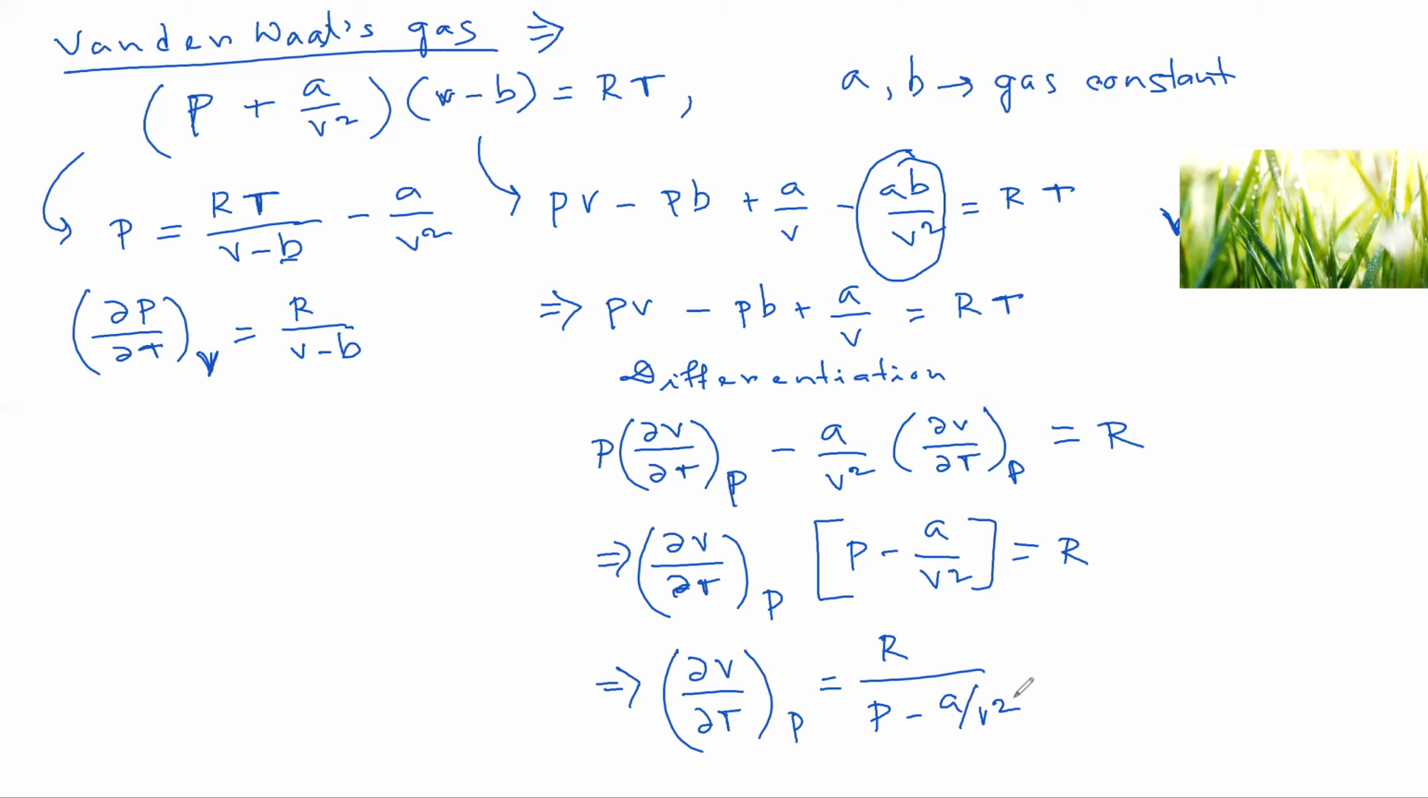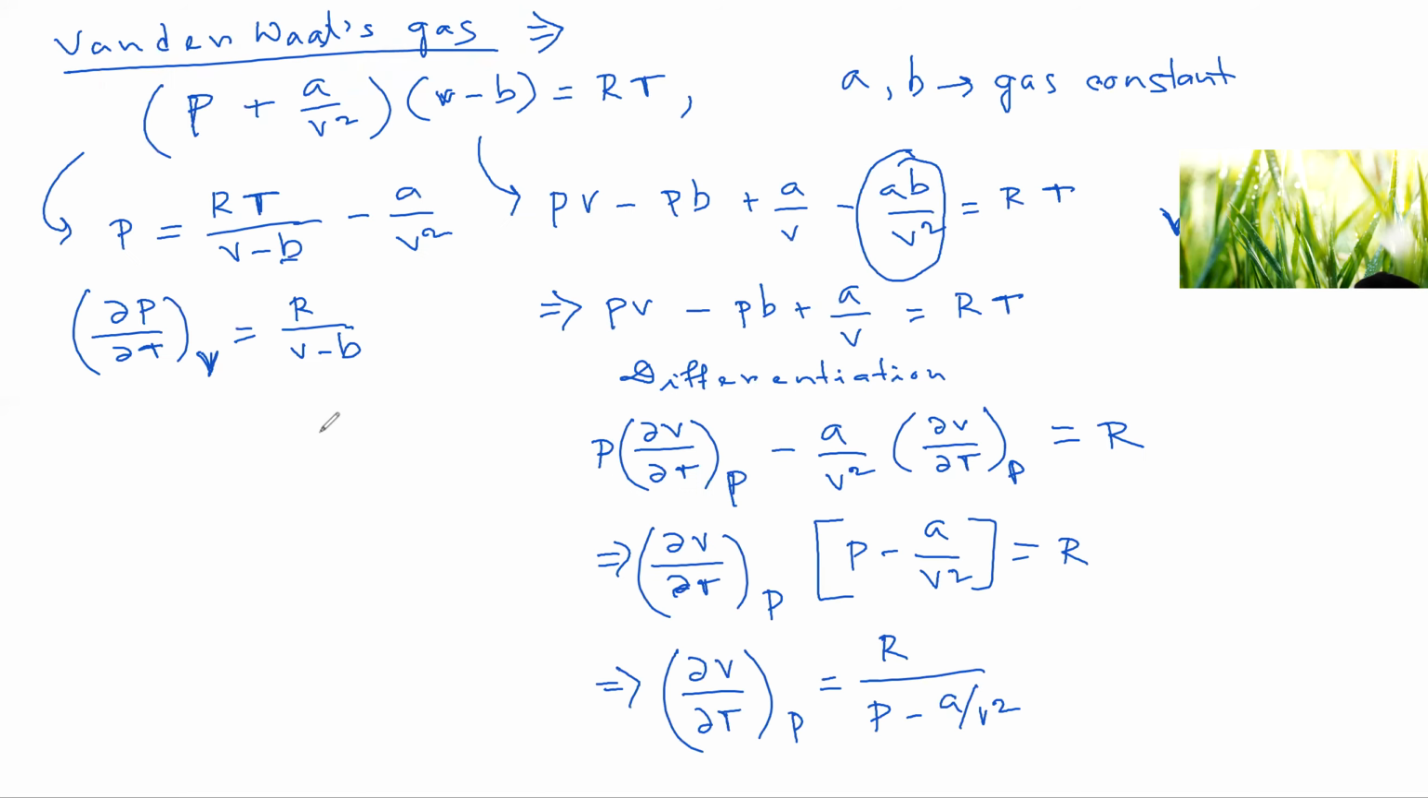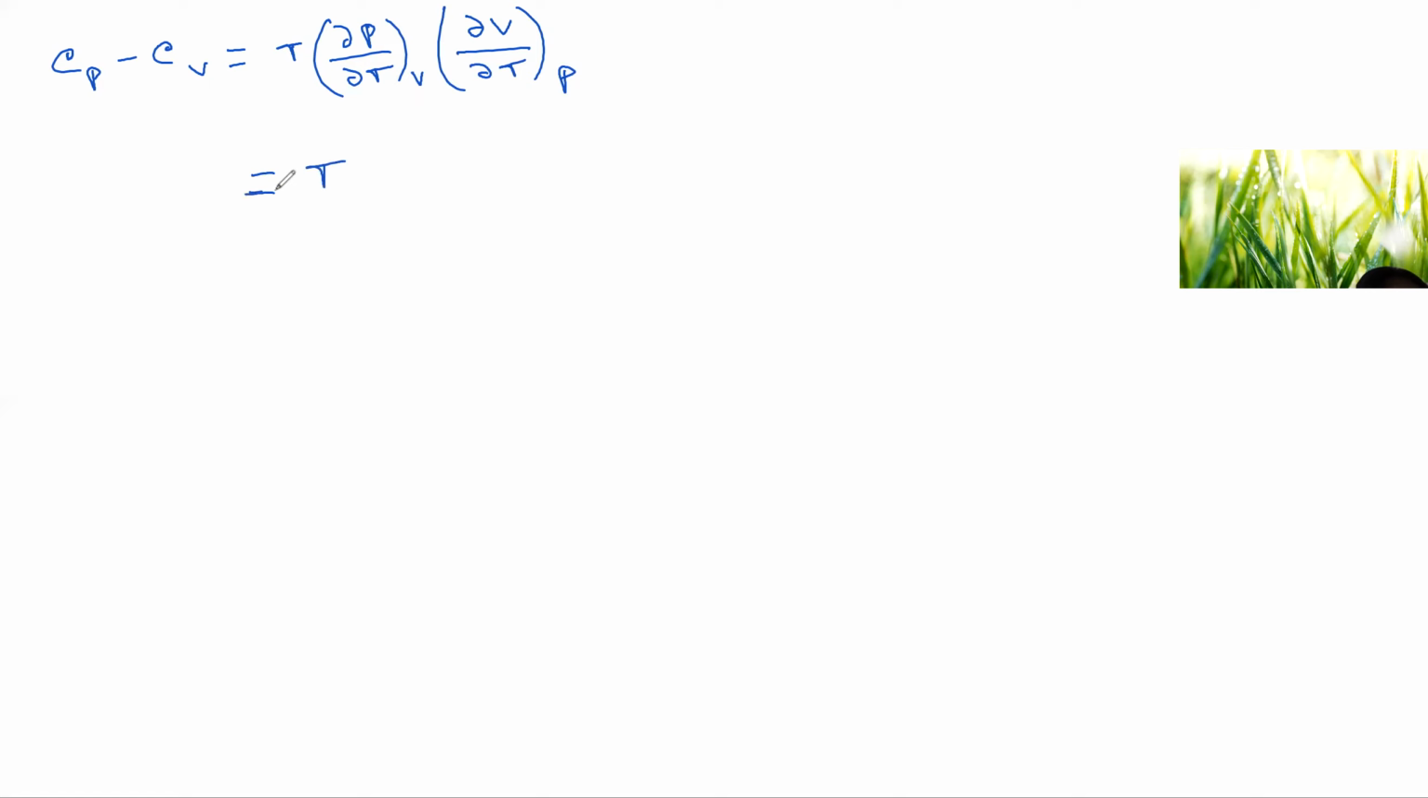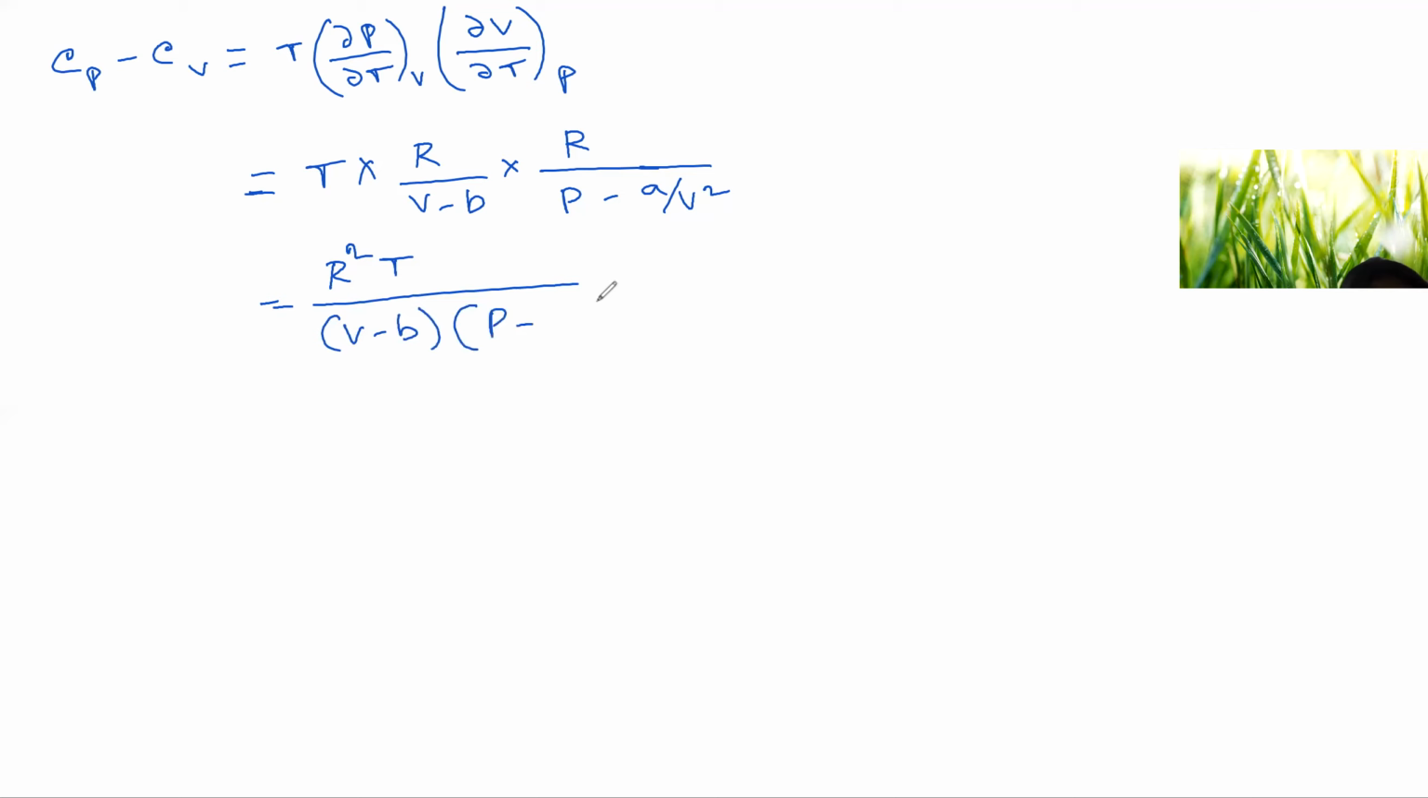Okay, now what do I know? From the expression of Cp minus Cv, this is equal to T del P del T at constant V into del V del T at constant P. So I'll just write it over here, which I got from here, this value and this value. So this will be equal to, it was R by V minus b, into R by P minus a by V square. Okay, so this will be R square T by V minus b, P minus a by V square.